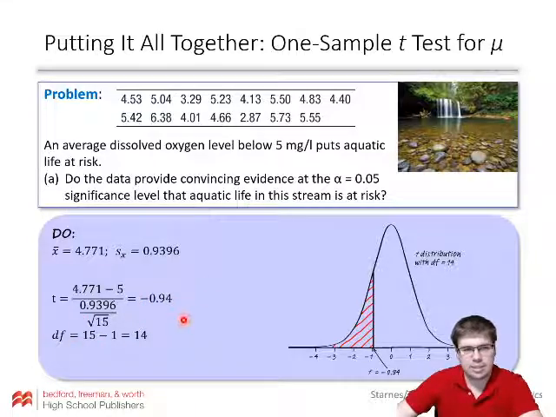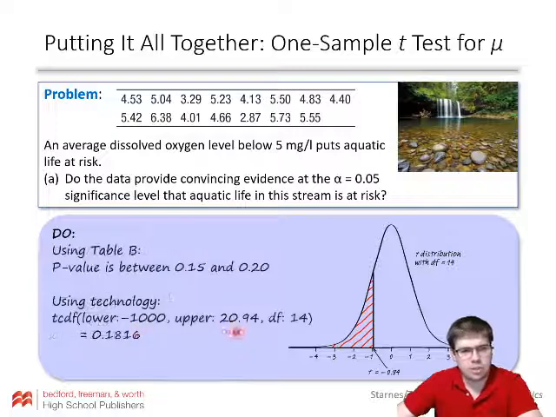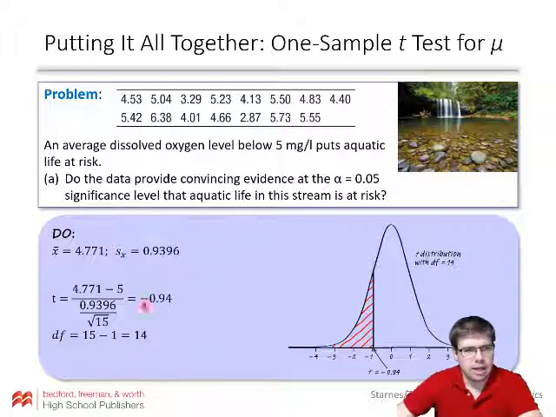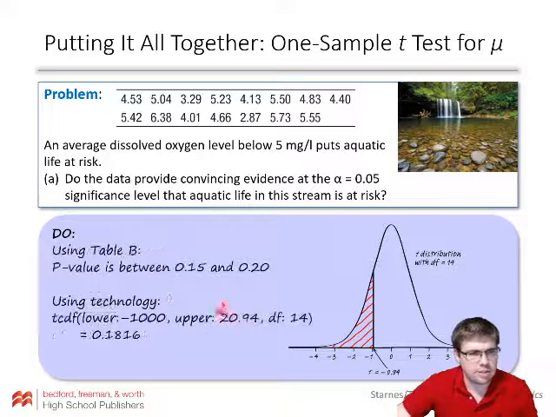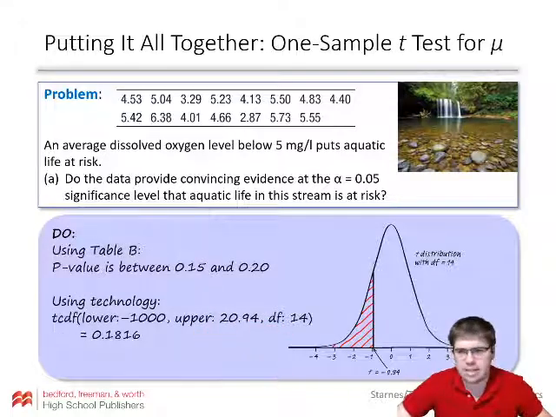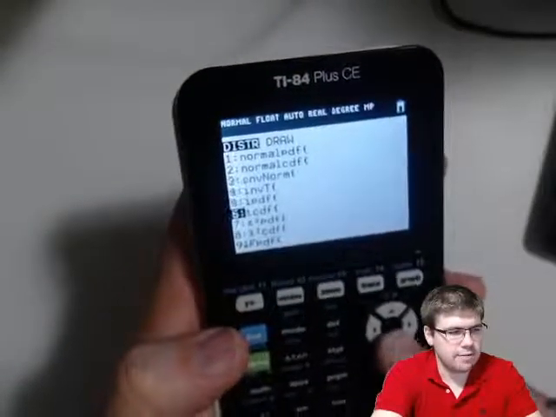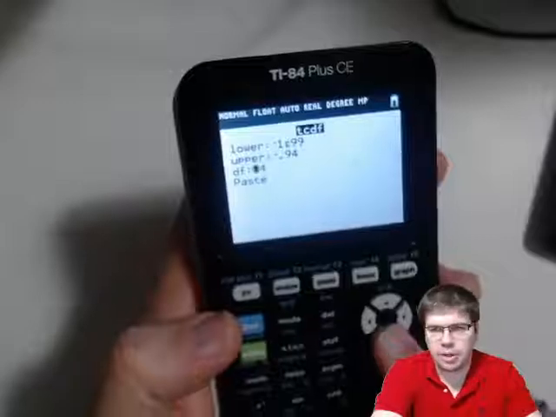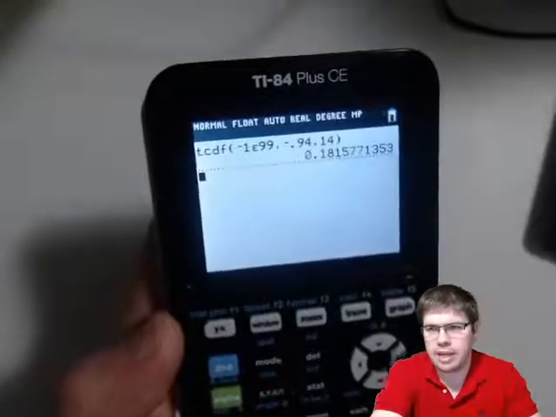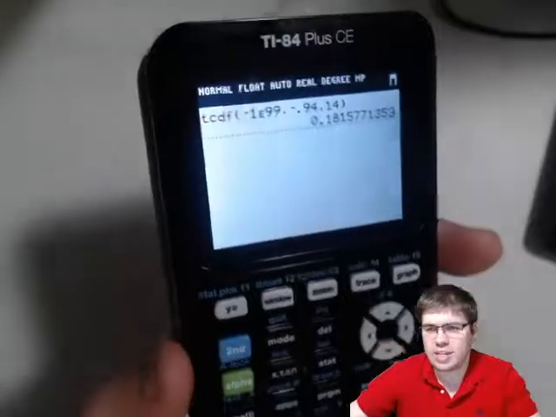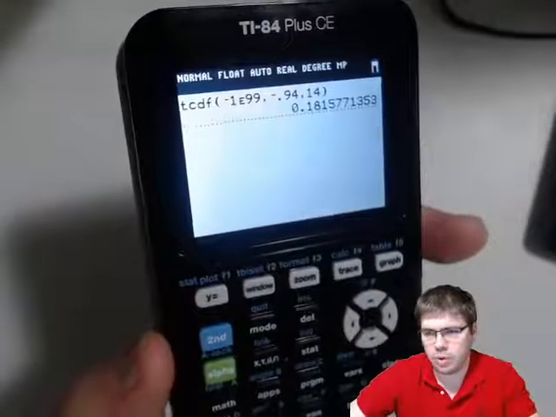This was a one-tail test and the degrees of freedom are 14. So we'll do in our calculator TCDF from -infinity up to -0.94. Sorry, I don't know why these always get screwed up. And that should give us, so do this here, TCDF from -infinity up to -0.94 with 14 degrees of freedom, and we get a p-value of 0.18157 or 0.1816.